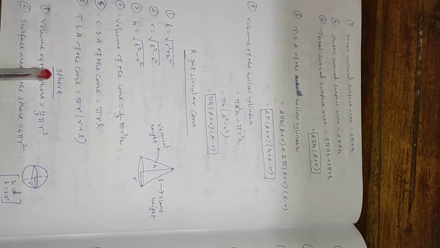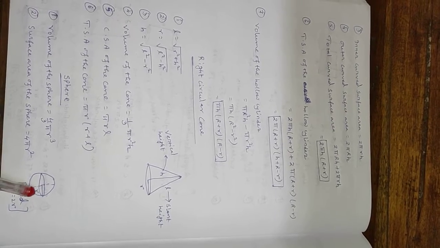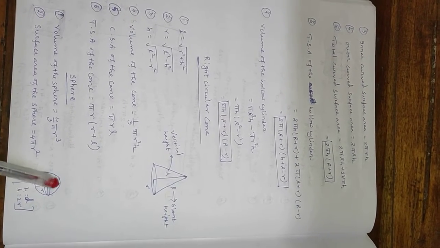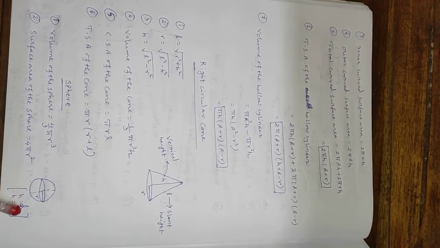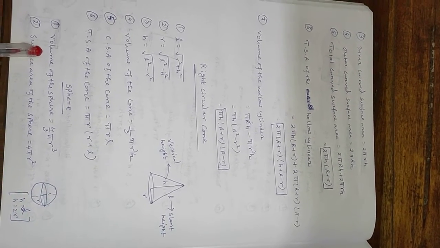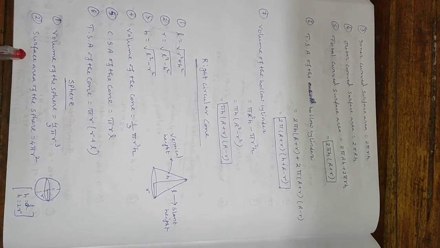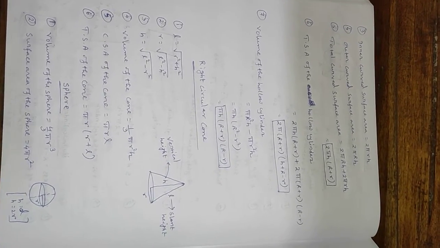Now next figure regarding sphere. Spherical body is like this. It has only one measurement, radius. There will be no height. But if you want to measure the height, height will be equal to diameter, that is h is equal to 2r. So here first formula, volume of the sphere 4 by 3 pi r cube. Second formula, surface area of the sphere 4 pi r square.